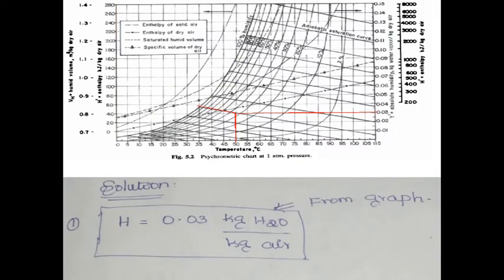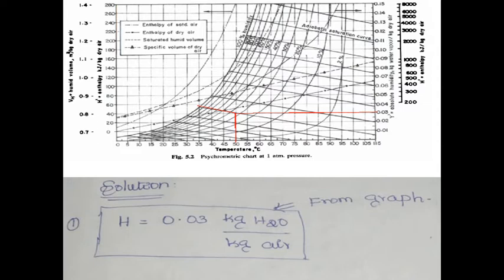First property, absolute humidity. How to read absolute humidity? We need two data. One is DBT, another one is WBT. From our problem, DBT 50 degree Celsius, WBT 35 degree Celsius. With the help of these two data, we are going to take the absolute humidity using the psychrometric chart.